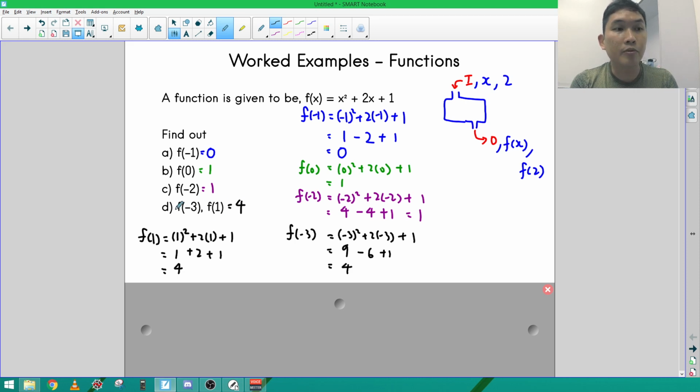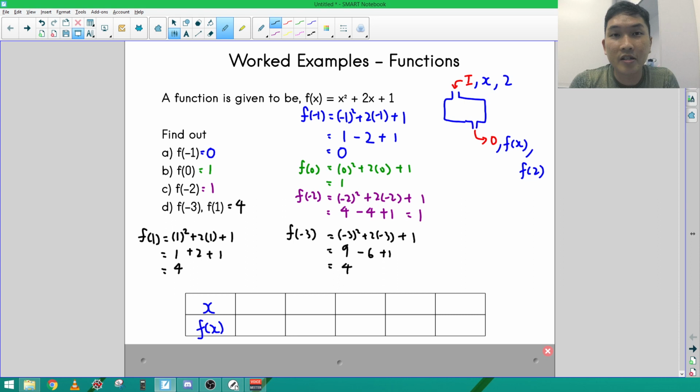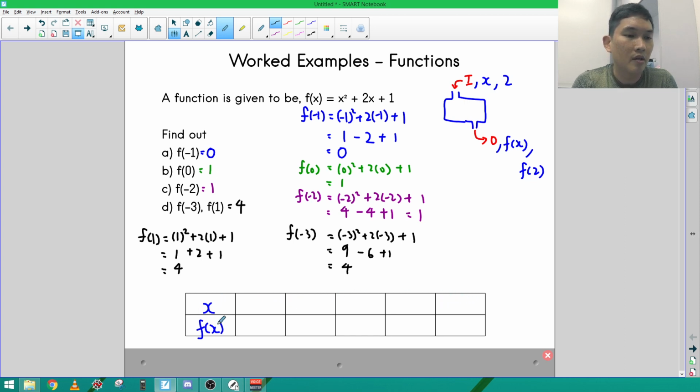For part D, the outputs of f of negative 3 and f of 1 is the same. That's 4. Okay, and what I like to do next is I want to represent all the inputs and outputs that we have worked out, or rather all the outputs that we worked out, in a table form. Okay, and what I like to do also is I like to arrange. Okay, so the letter x is going to represent all my inputs. I'm going to put it in this row. The notation f of x is going to represent the outputs.